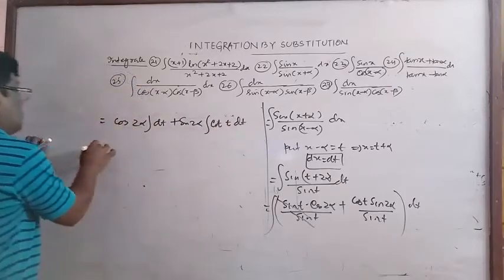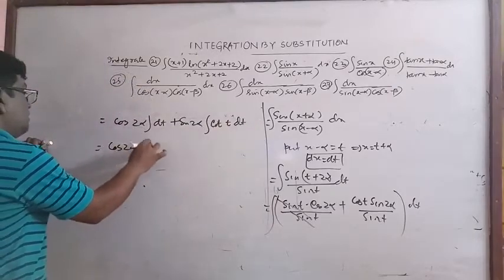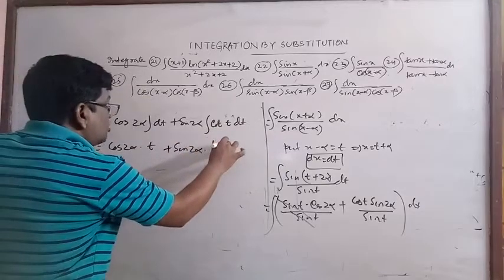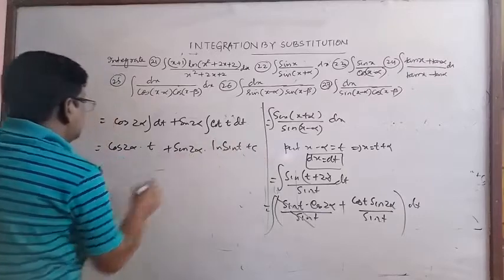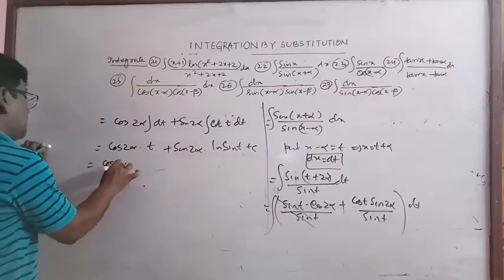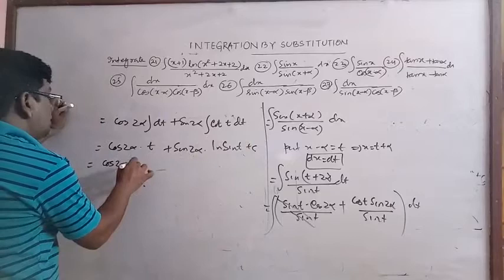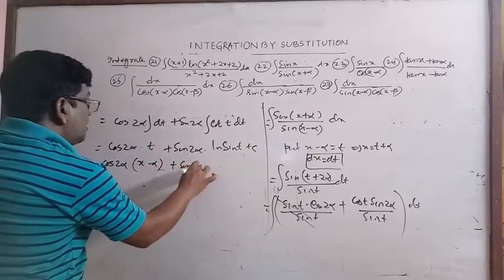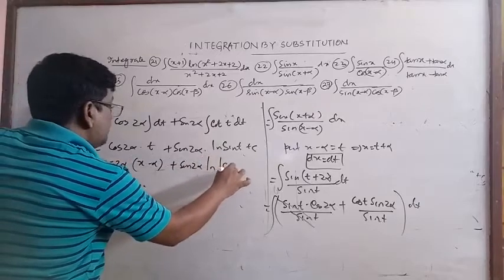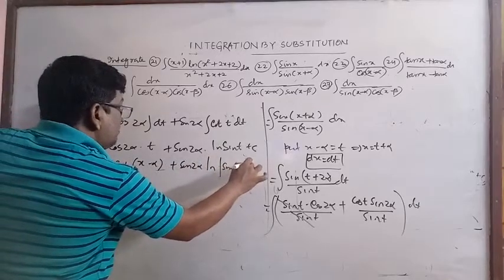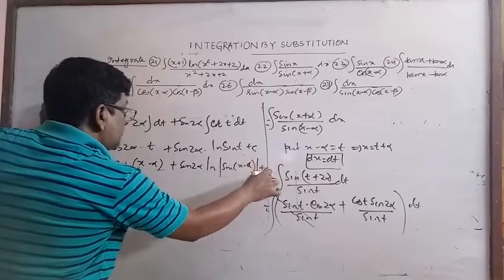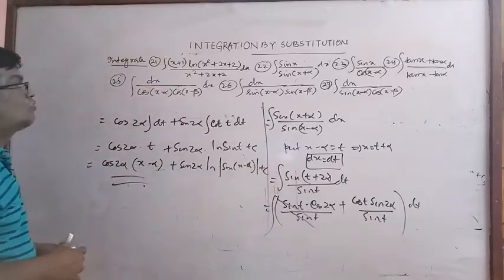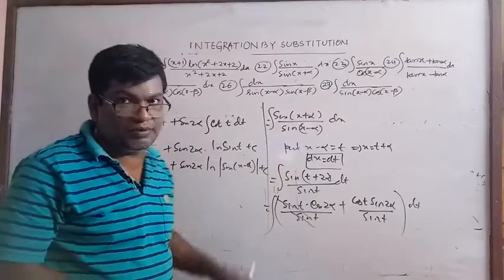So this is equal to cos 2 alpha integration dt, which is t, plus sin 2 alpha into log sin t, plus c. What is t? T means x minus alpha. So the answer is cos 2 alpha into (x minus alpha) plus sin 2 alpha log of sin(x minus alpha) plus c. This is your answer. This is the solution of question number 24.